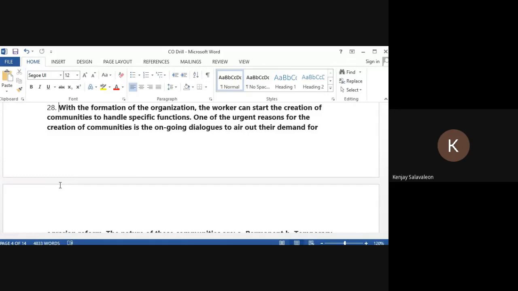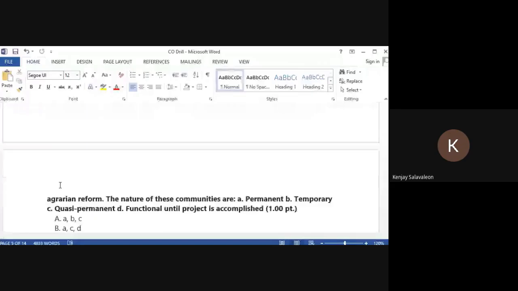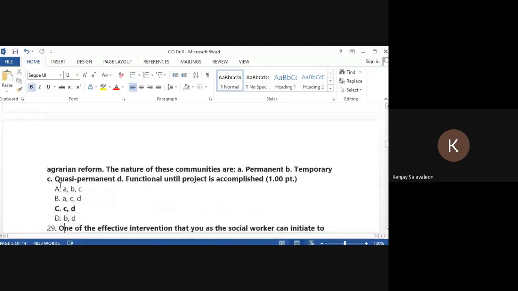Quasi-permanent. Okay, but it might lead to another problem. Baka meron naman silang problema into the example, paano palakihin yung harvest nila. Irrigation. So it makes it quasi-permanent. And letter D, it is also functional until project is accomplished. Doon sa issue-based ng CARP, it could neither be permanent nor temporary. Okay. So it's between quasi and functional. So the correct answer is C and D.